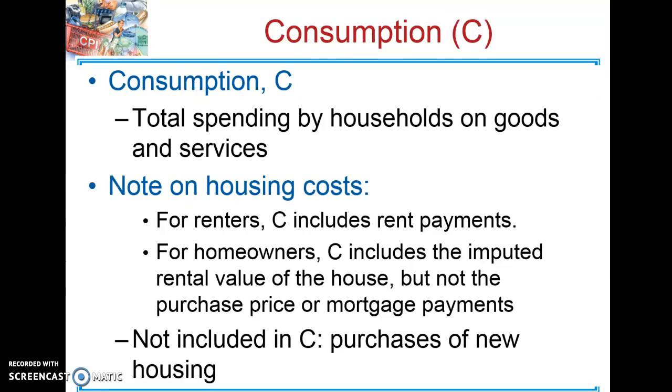Okay, so let's look at the definition of consumption. It's total spending by households on goods and services. But it's important to note these specific things with regard to housing. For renters, C does include rent payments. For homeowners, C includes the imputed rental value of the house, but it does not include the purchase price or mortgage payments. Not included in consumption are the purchases of new housing.